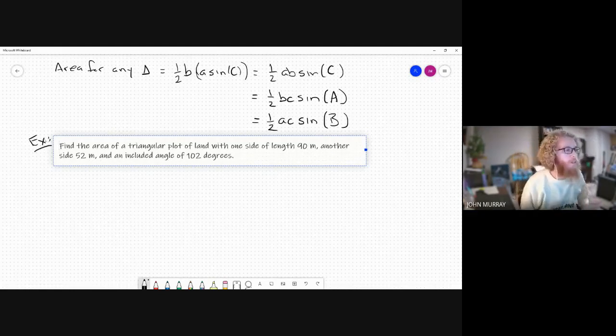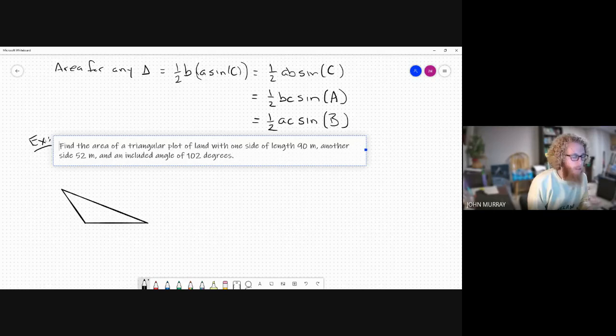Find the area of a triangular plot of land with one side of length 90 meters, another side 52 meters, and an included angle of 102 degrees. All right, so there's something I want to break down there, but first let's draw it out. So again, obviously, I know I have an angle of 102 degrees, so it's got to be some kind of obtuse triangle. Okay, it's not going to be drawn to scale. Don't stress yourself over the accuracy of the drawing, but it does help us to draw.